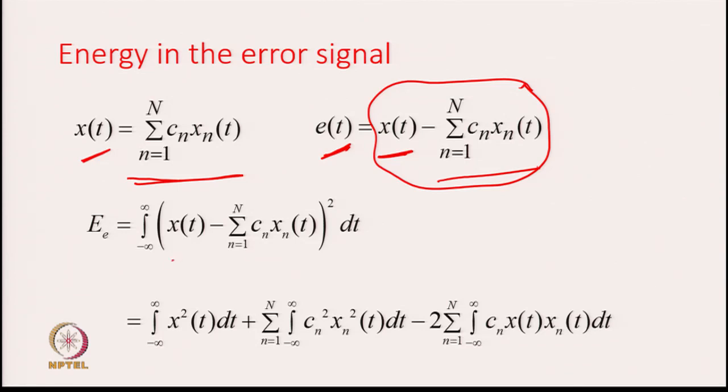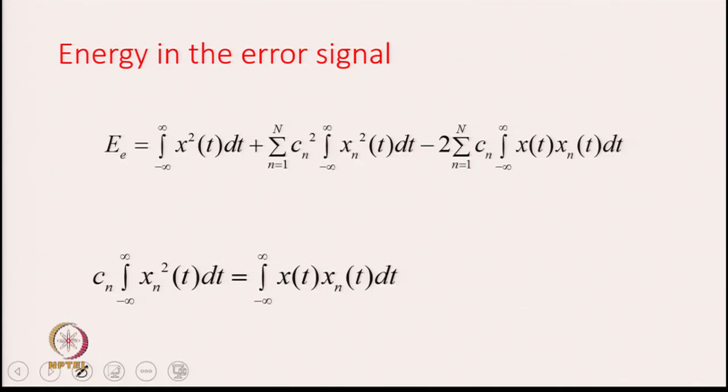Energy in the error signal can be obtained simply by squaring this quantity up. At this moment we are assuming everything to be real, so we do not have to worry about magnitude and so on. Now, this is of the form (a minus b) whole square, so we can think about this as a square plus b square minus 2ab. So, this is what we get.